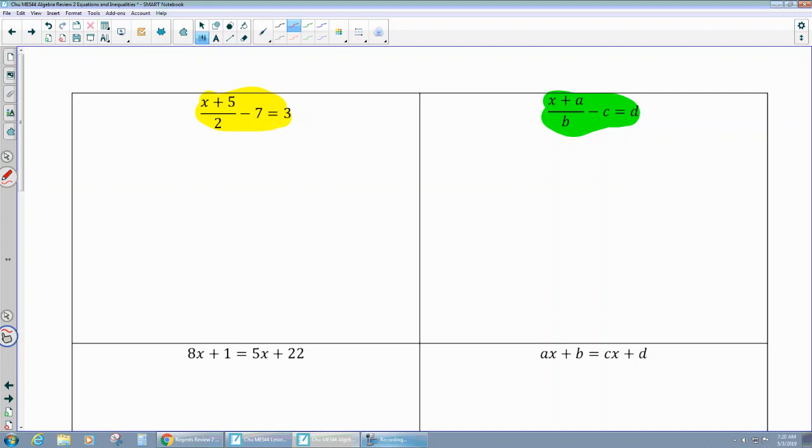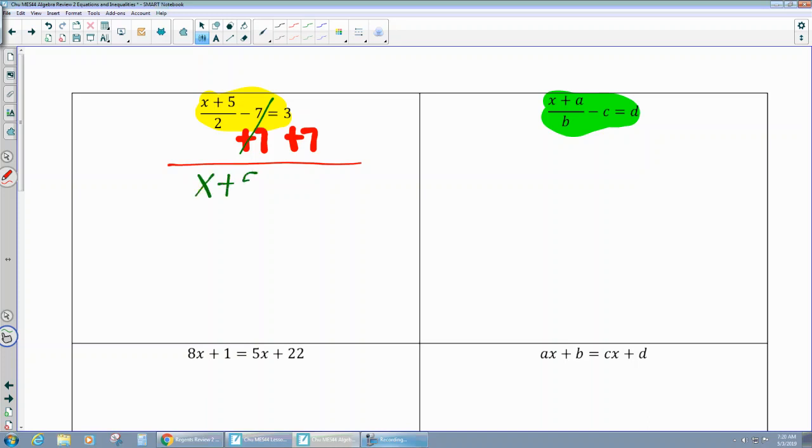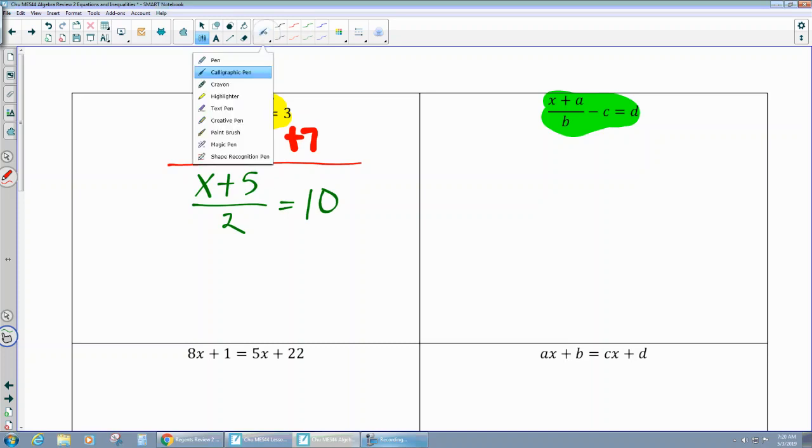And the first thing you want to do is move that 7 over to the other side by adding 7 to both sides. Okay, after you add 7 to both sides, you'll get (x plus 5) divided by 2 is equal to 10. Okay, so on the right side, highlighted in green, what you want to do is the same thing you did here.